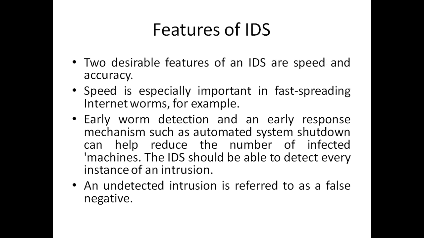Then there are two main features of IDS, which are nothing but speed and accuracy. Speed is especially important in fast spreading internet worms. For example, early worm detection and early response mechanisms such as automated system shutdown can help reduce the number of infected machines. Thus, IDS should be able to detect every instance of an intrusion. An undetected intrusion is referred to as a false negative.